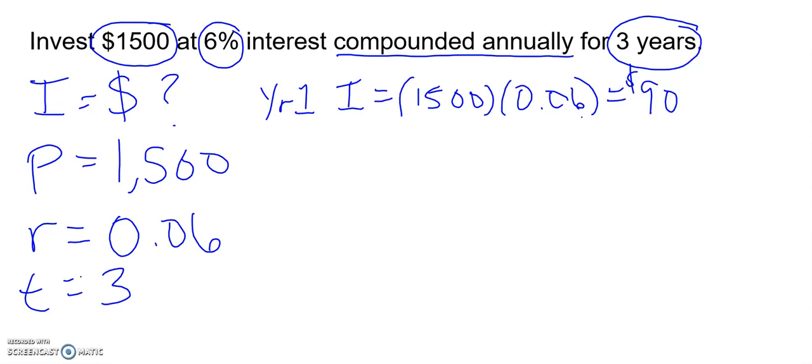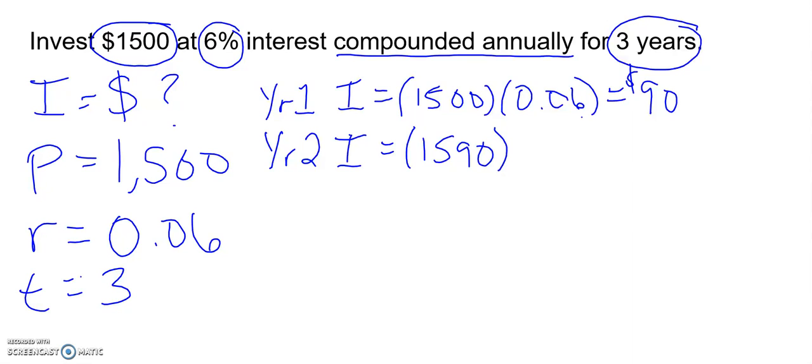So this is where compound interest is different. What we do when we go to calculate our interest for year two is we take that $90 and include it into our principal. So for year two, our principal is not $1,500, but it's $1,590 because we get to earn interest on the $90 of interest that we earned the previous year. And this is the power of compound interest. We get to earn interest on our previous interest.